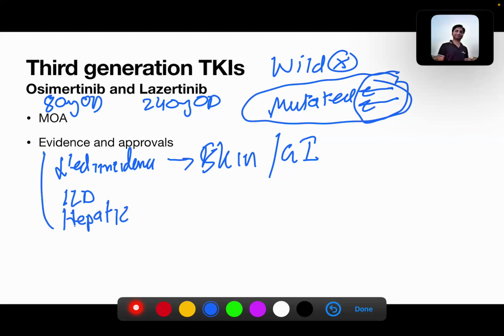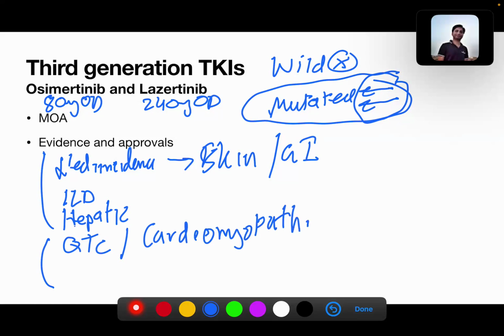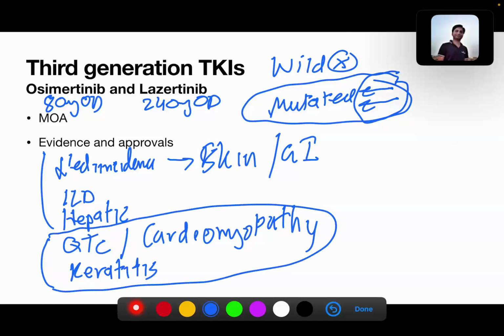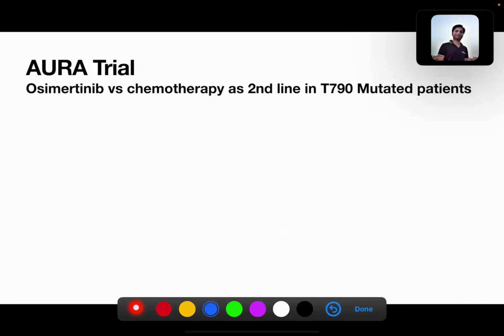But what are the other toxicities seen? So unlike the first and second generation TKIs, you also have QTc prolongation. So always do an ECG before, and it can also cause cardiomyopathy. So always do an echo before you start treatment with osimertinib, right? And it can also cause keratitis. So these are the unique toxicities of osimertinib, but the skin and GI toxicities are lesser due to selective binding to the mutated EGFR receptor.